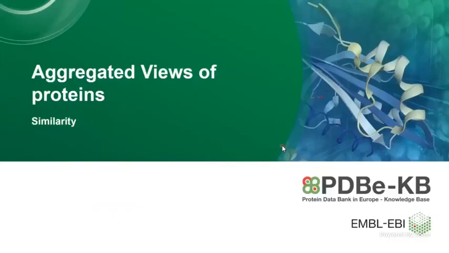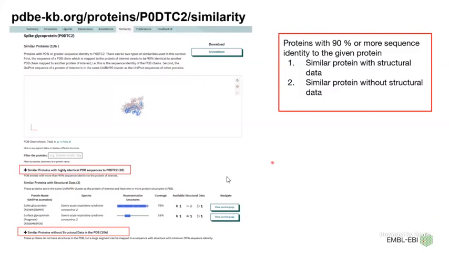Moving on to the similar proteins or similarity information in this aggregated view of proteins. This is how a similarity page looks like. Here you see proteins with 90% or more sequence identity to your protein of interest. You can see structures which have structural data. And you can see similar proteins without any structural data, which is essentially the sequences coming from UniRef90.